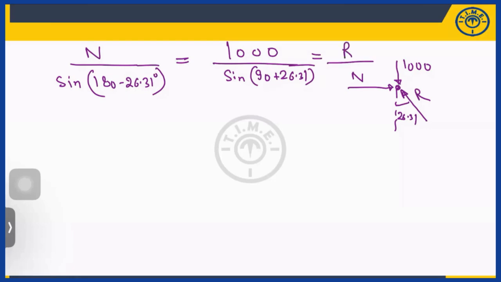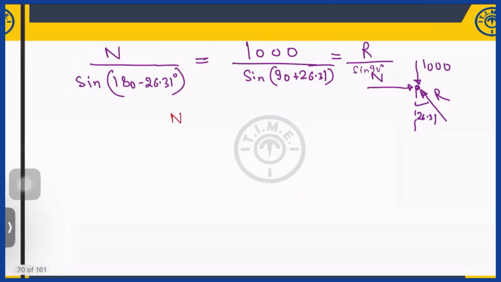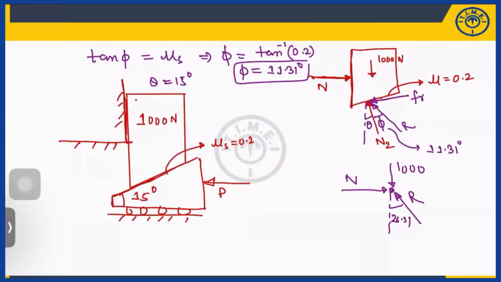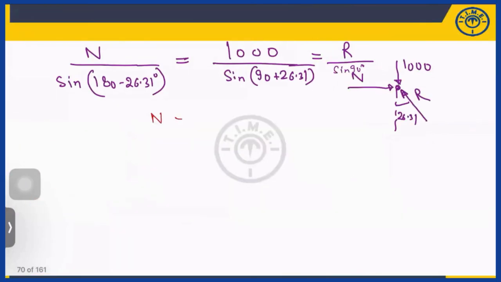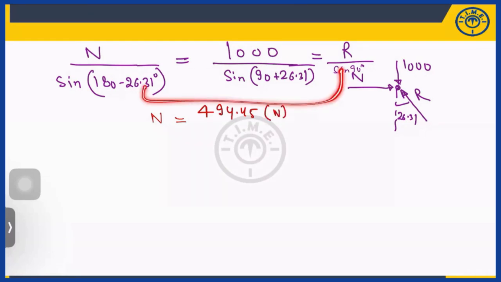what is the next one? R. What is the angle between these two? This is vertical, this is horizontal, 90 degrees. So R over sine of 90 degrees. So can I calculate this R value and the N value? Yes. Once you solve, let us suppose this normal reaction is N only. Not an issue. N, if you solve, you will get approximately 494.45 Newton. Just equate these two. This is known.